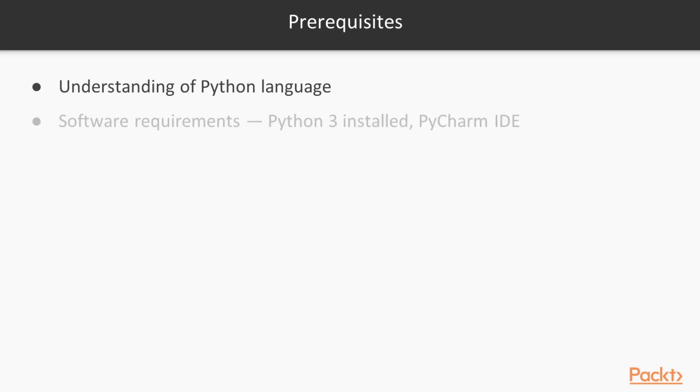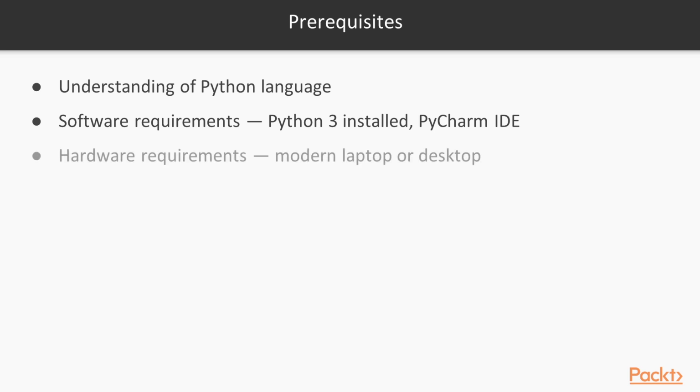There are a couple of prerequisites to this course. First one is understanding of Python language. Also, we will need to have Python 3 installed and PyCharm IDE that will be used for editing Python programs. Also, you need to have some kind of modern laptop or desktop to run your programs on it.